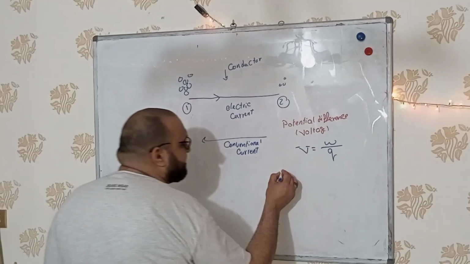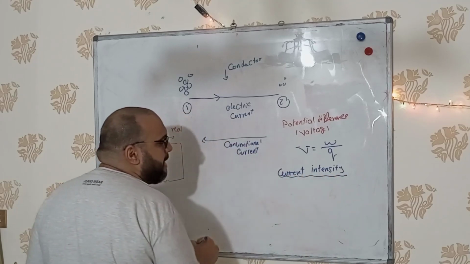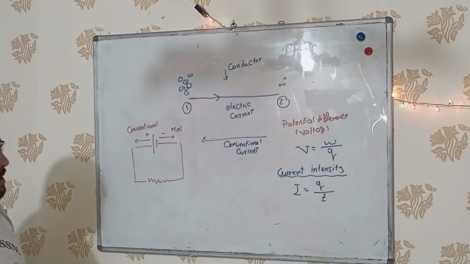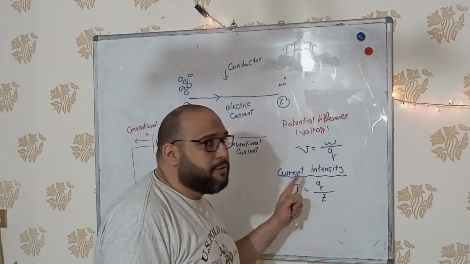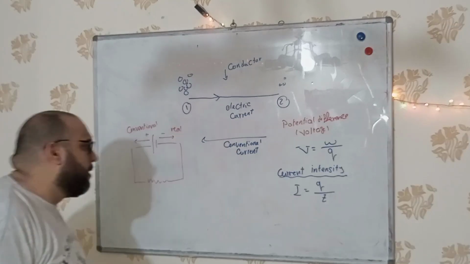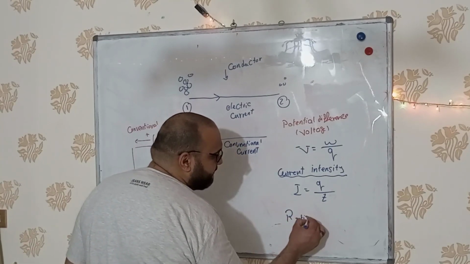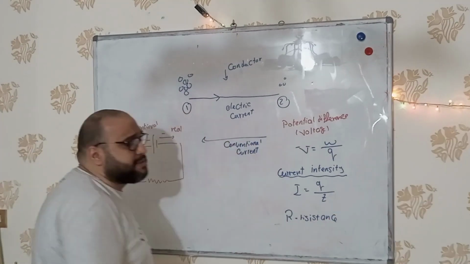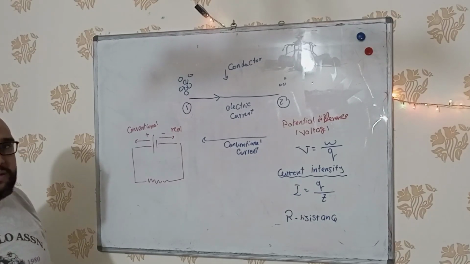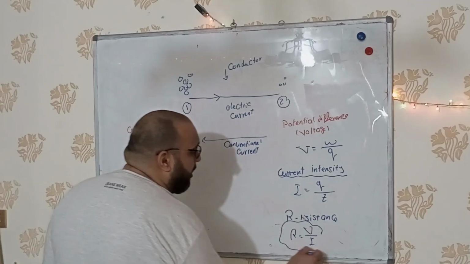The flow of electric current, or current intensity, is equal to the amount of charge that flows in 1 second. Current intensity is the amount of charge that flows between two points of a conductor through 1 second. While R, which is called resistance, is the opposition to the flow of electric current. It can be calculated from the ratio between the potential difference and the current intensity, which is called, by the way, Ohm's law.